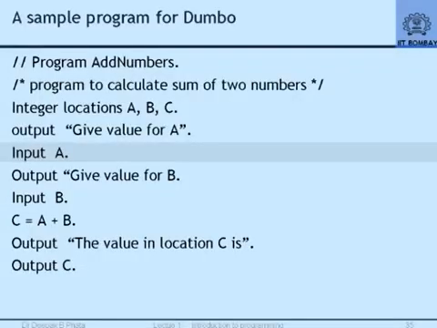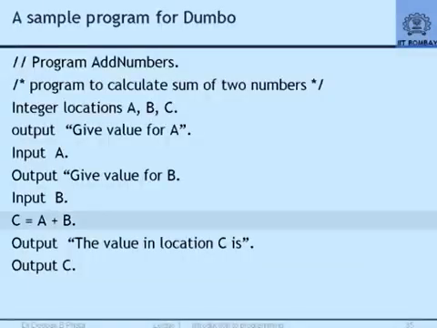Same thing, input A, collect the value of it. So, generally such messages and following input instructions will always appear in pairs. Okay. I calculate A plus B, assign it to C, and then the last instruction says output the value of location C. End of my program. Is this easy to understand? All of you can follow what is happening here?